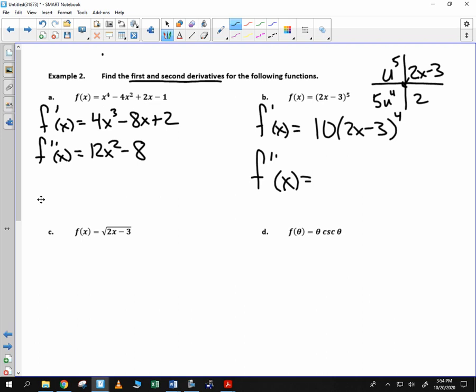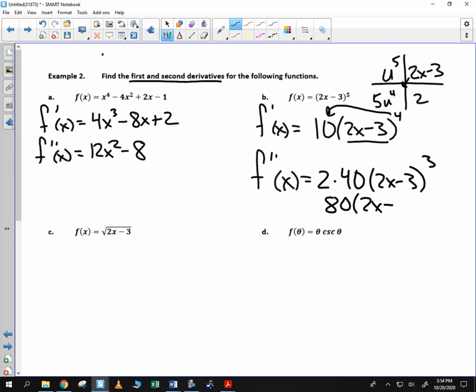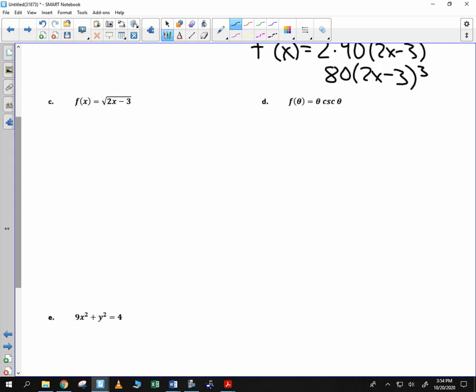Find the second derivative. Hey, got to use the chain rule again. I'm going to do it without the boxes. The derivative of the inside is 2. The derivative of the outside is 40 times u to the 3rd. So 80 times 2x minus 3 cubed. Look at that. We're going to do 2 more that are a little bit trickier. We're going to get rid of d. I like d, but we don't need to do it this year.